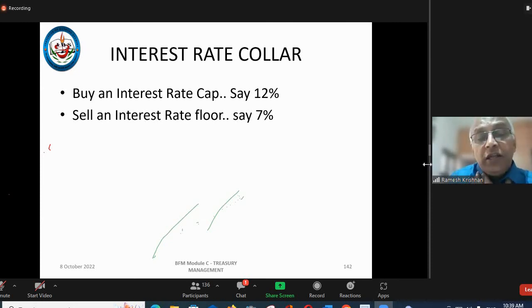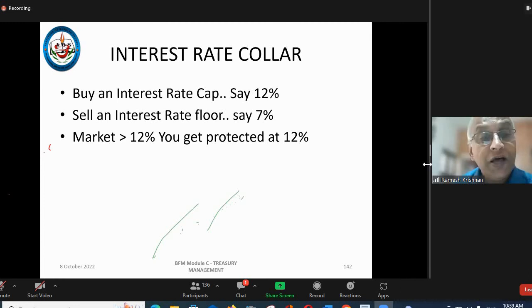So any interest rate going below 7%, I will compensate the holder of the option. If it is 6%, 7 minus 6, I will pay 1%. If the market interest rate is 5%, I will pay 7 minus 5, 2%. But you are happy because you are holding the bonds at 10 and market has come down to 5%. You are having huge profits there. So out of the profits from the appreciation in your investment portfolio, you can pay the premium as well as the differential under the option. So this is the concept of an interest rate collar, where you buy a cap and sell a floor.